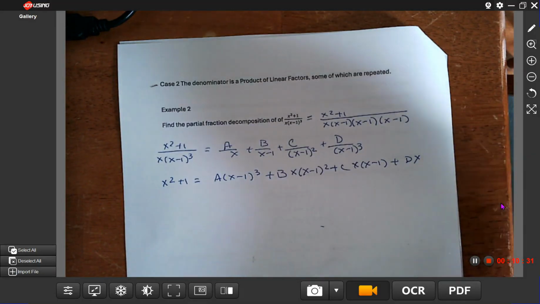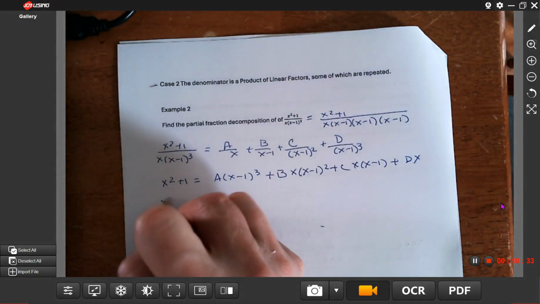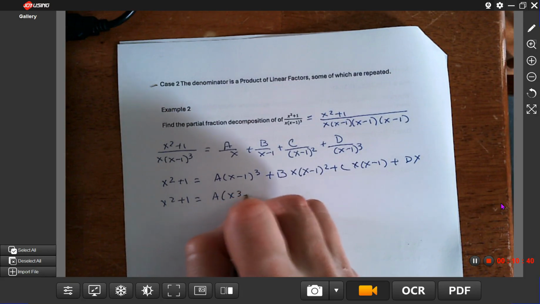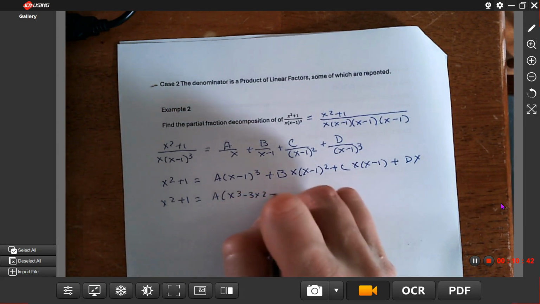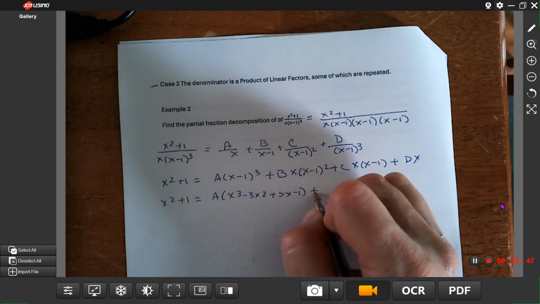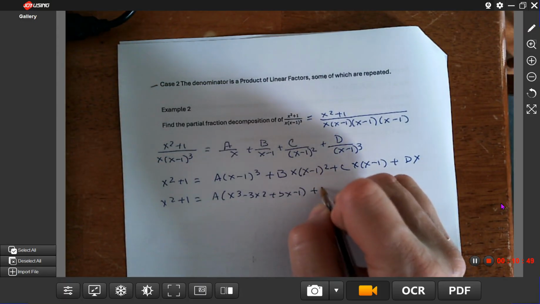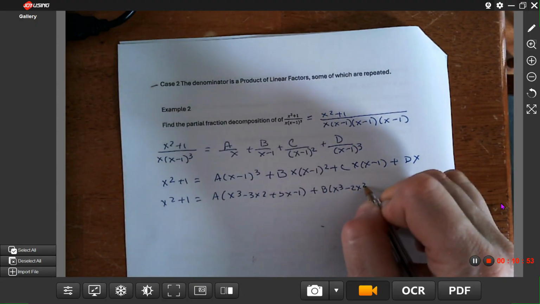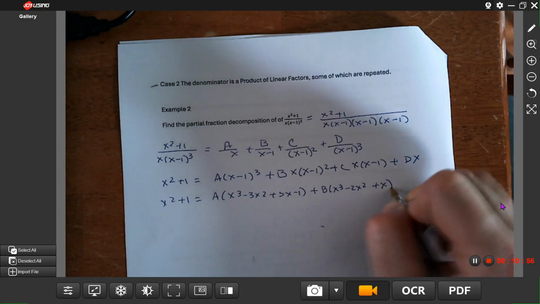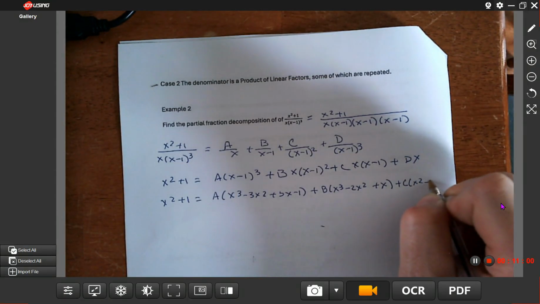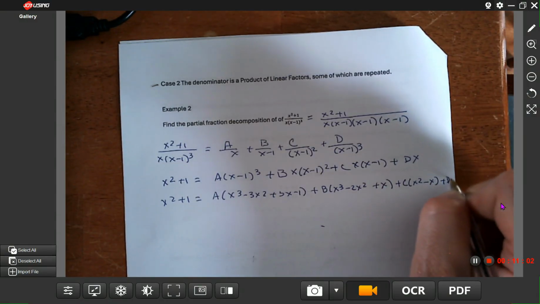The rest of it's the same, it's just going to give us a bigger matrix. So we have x squared plus 1 is equal to, and I do need to multiply this out, so this would be a times x to the third minus 3x squared plus 3x minus 1, plus b times x to the third minus 2x squared plus x, plus c times x squared minus x, plus dx.